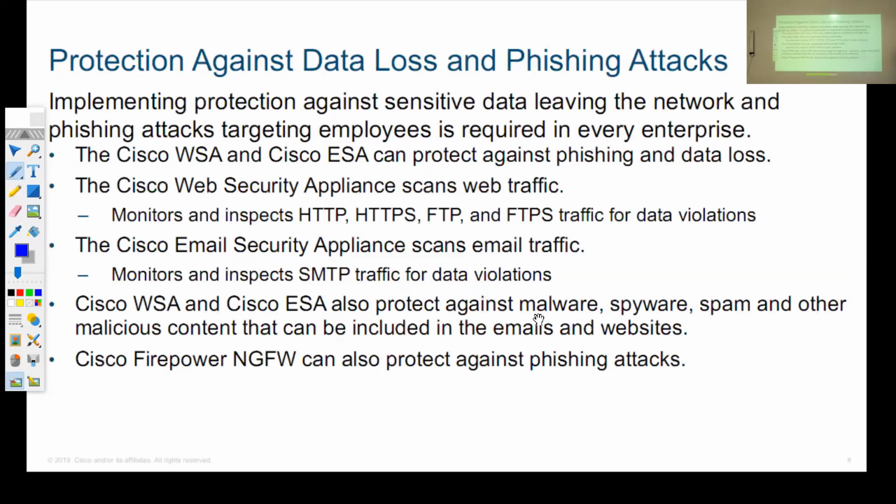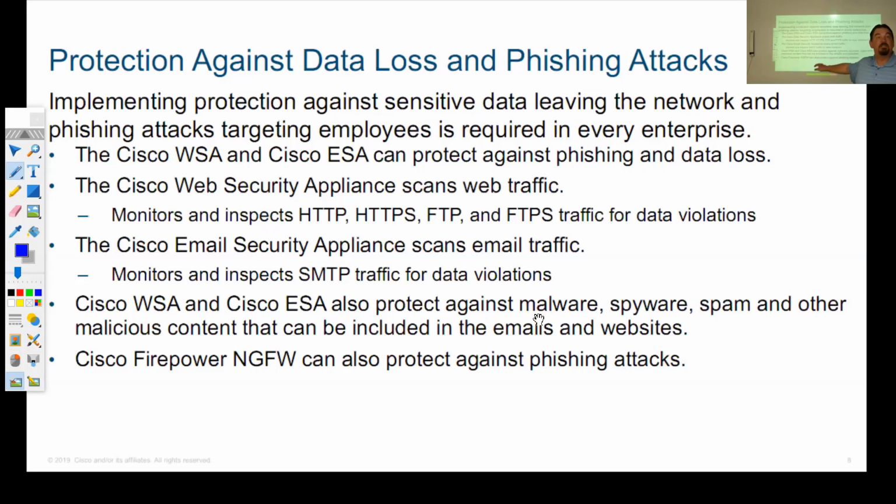We want to go through and make sure that we have some type of protection against data loss and phishing attacks, and we've got a lot of different things that can support this. Cisco's got what they call the Web Security Appliance, and the Web Security Appliance goes through and looks for web traffic. It's monitoring HTTP, HTTPS, FTP traffic, FTPS traffic that we've got to see whether or not we've got violations of that type of traffic coming through.